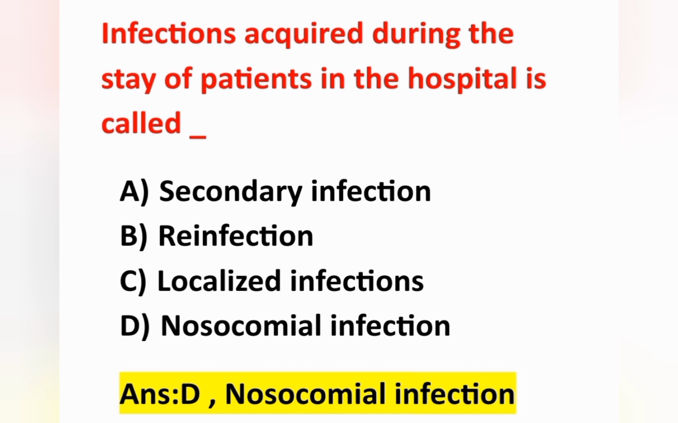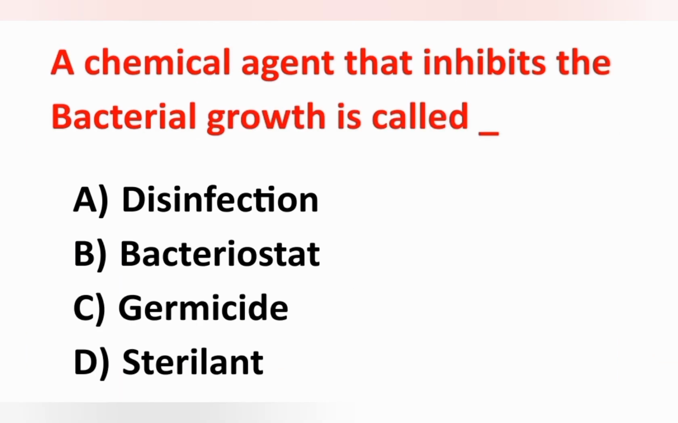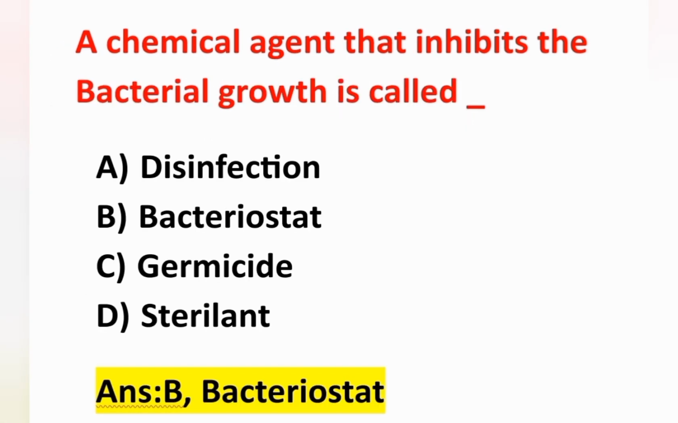And the next question. A chemical agent that inhibits the bacterial growth is called. Options are option A disinfection, option B bacteriostat, option C germicide, and option D sterilant. Correct answer is option B, bacteriostat. Bacteriostats are the agents that inhibit the growth of microorganisms or inhibit the bacterial growth.